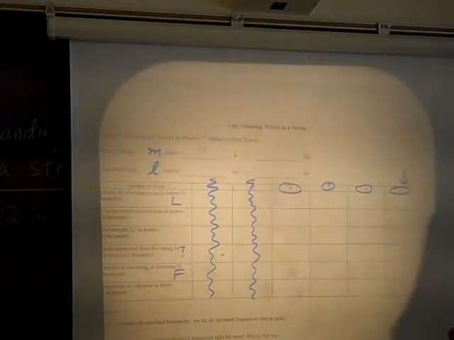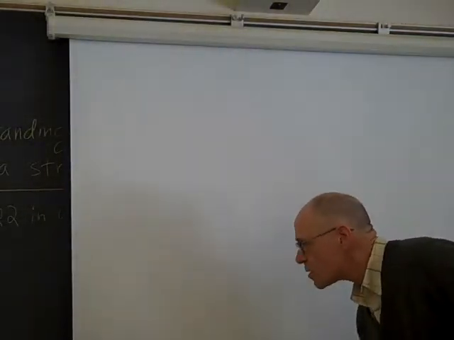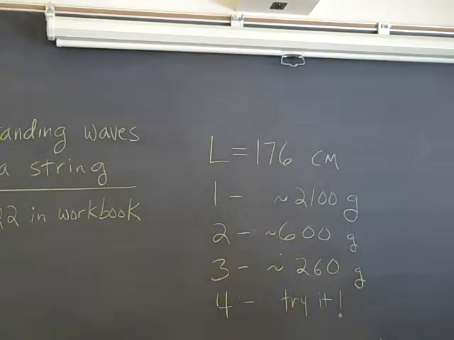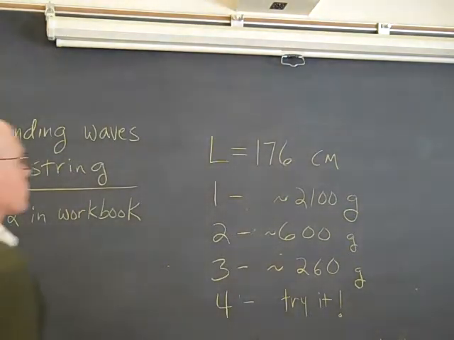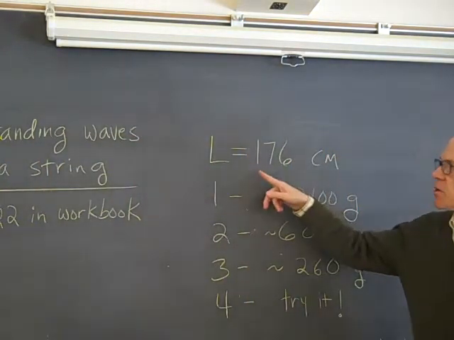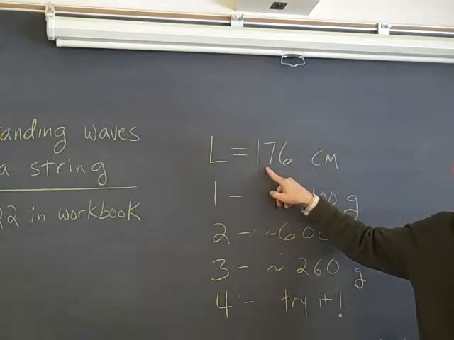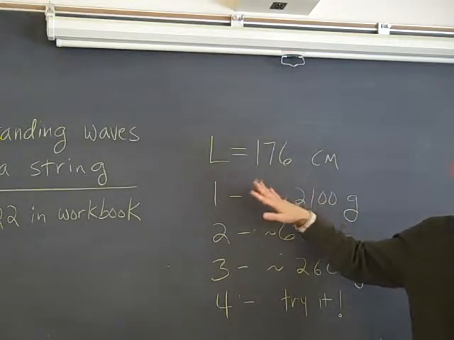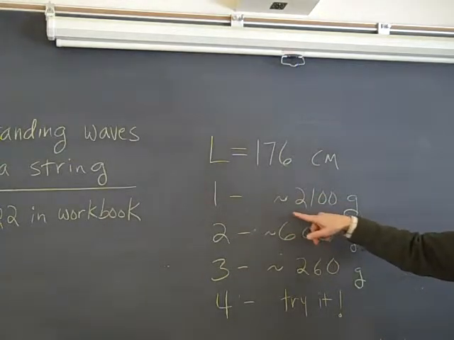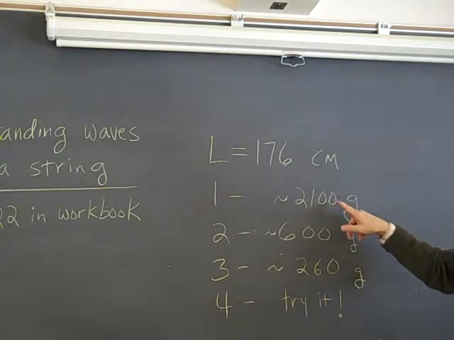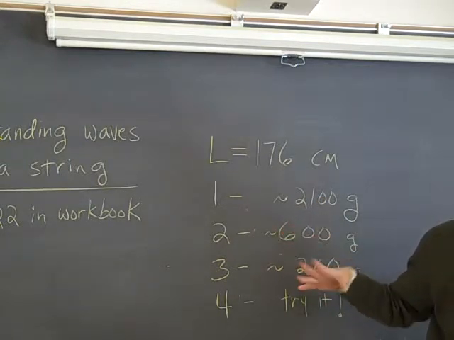Now, to give you an idea of where to look, just so you're not too frustrated by this, here's some guidance for you. The length of string that I used, the vibrating string, was 176 centimeters. So if you set it up on the back table the way I showed, it'll be something like that. But make sure you use the meter sticks to verify that. Now, for a 1-loop standing wave, you can look at somewhere around 2,100 grams. So it's going to be a lot on there. So that might be a starting point, and you can adjust it either way.